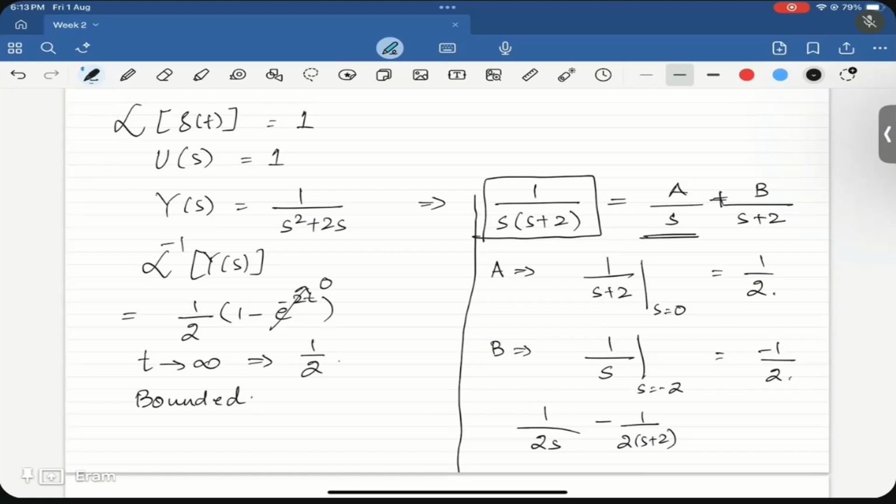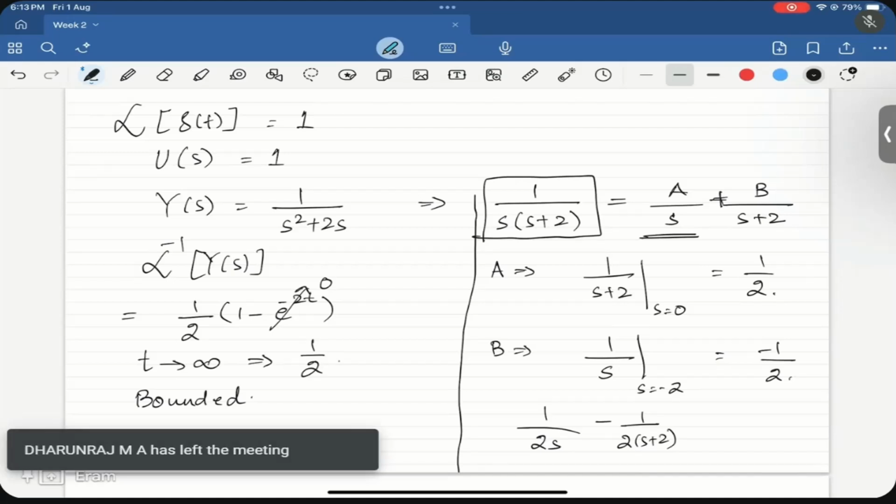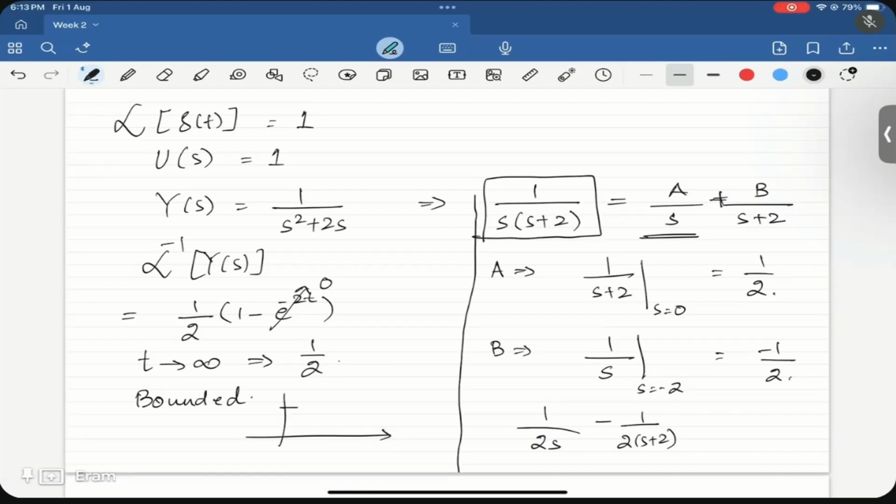Okay. What is meant by bounded? Bounded means something which is not infinity. This value, if you plot, it will be just 1 by 2 for all time. I'm not plotting the response here, I'm just showing why I'm calling this 1 by 2 value bounded, because it is not shooting up. It is just a bounded one. So that's why 1 by 2 is a bounded value.